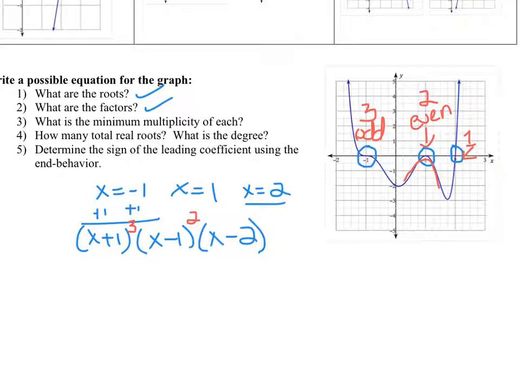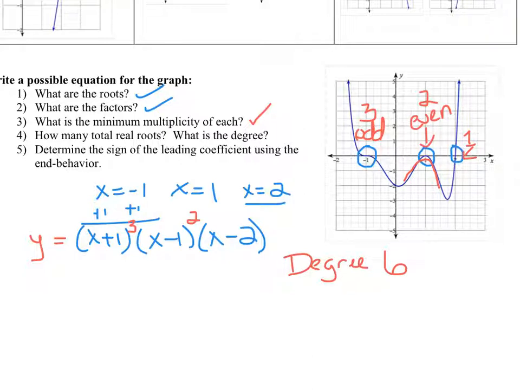Okay, so if I were to write an equation, it would be that. Now, what is the minimum multiplicity of each? Well, we figured out 3, 2, and 1 for these. How many total real roots? Well, there are 3 x's in this one, 2 in this one, and 1 in this one. If I were to multiply this whole thing out, the degree of this polynomial would be 6.